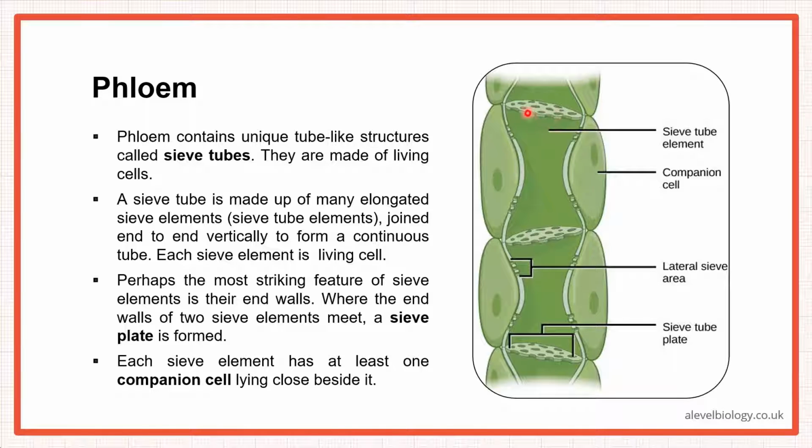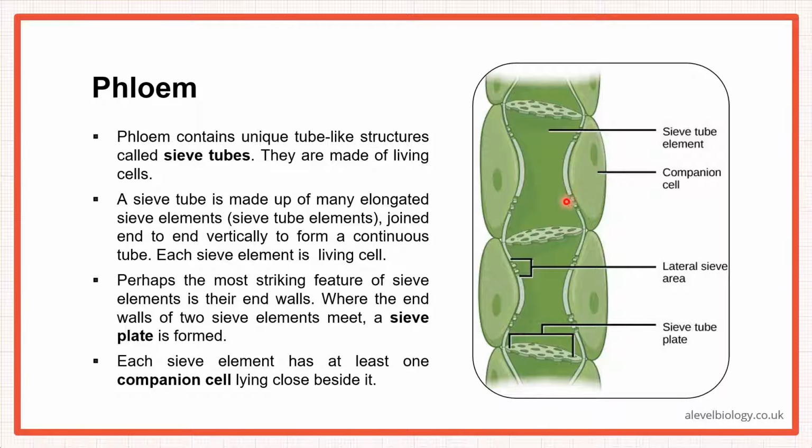So here in these end walls, you see the end walls are not completely gone, they are still there, okay? They are there, but they have pores in them. Okay? So each sieve tube element has at least one companion cell lying close to it. So you can see this whole thing is the sieve tube. Each sieve tube is made up of sieve elements. Every sieve element has a companion cell lying next to it. Okay, so here also you can see a companion cell, here also. So these are all companion cells.